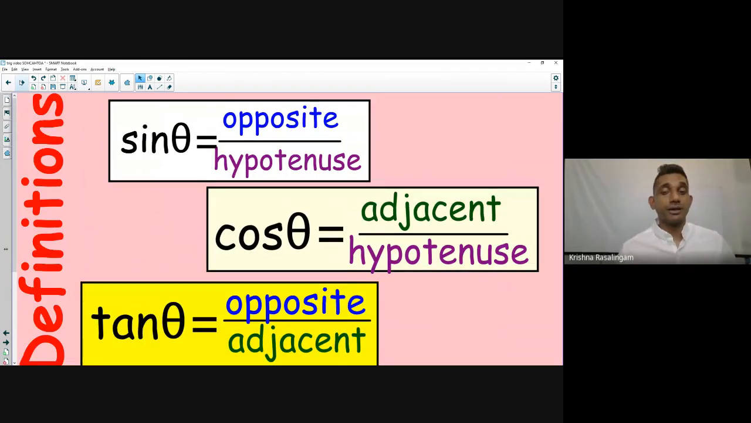So that means we have the following definitions. We have sine theta is the ratio of the opposite to the hypotenuse. Cos theta is the ratio of the adjacent to the hypotenuse, and tan theta is the ratio of the opposite to the adjacent. Yeah, so we need those definitions. I say sine and not sin because it is S-I-N-E. Cos is an abbreviation of the word cosine, and tan is an abbreviation of the word tangent.